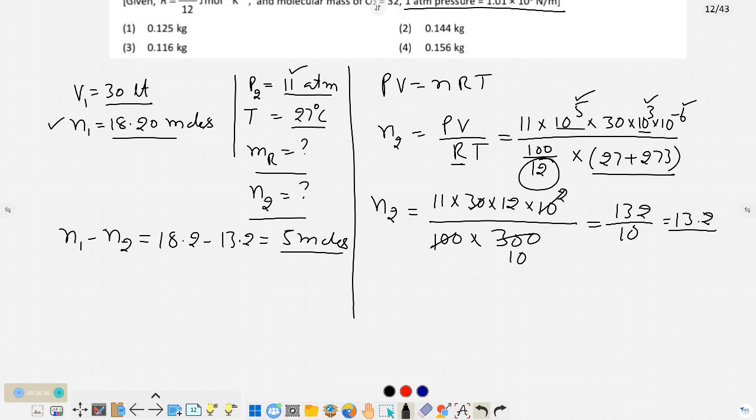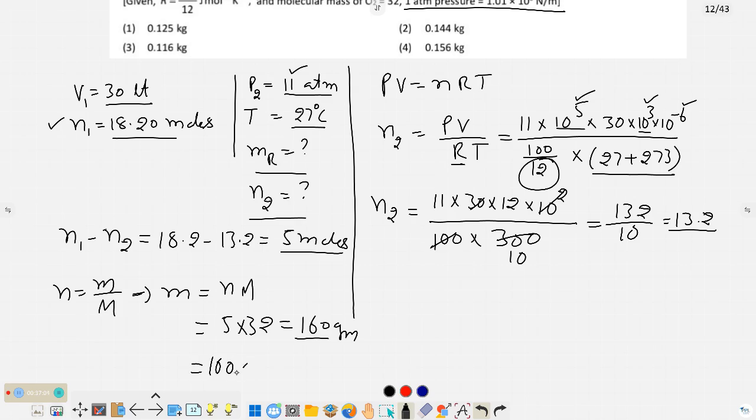So 5 moles of gas, and they are asking in terms of mass. Number of moles equals mass by molecular weight, that is the formula we know. So mass of the gas in grams equals N into molecular weight. N value is 5, and the molecular weight of oxygen is 32. That gives 160 grams. In terms of kg, the answer is given: 160 into 10 power minus 3, that is 0.160 kg. This answer is nearly 0.156. So the fourth option is correct for this question.